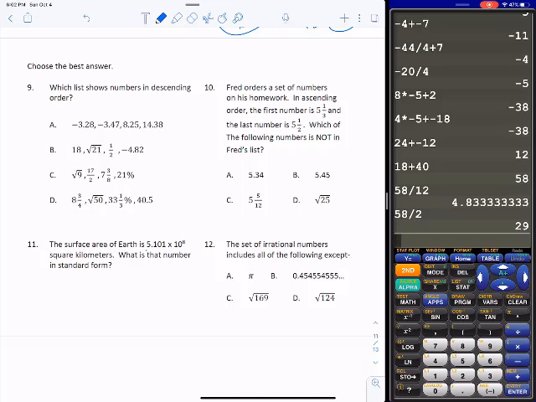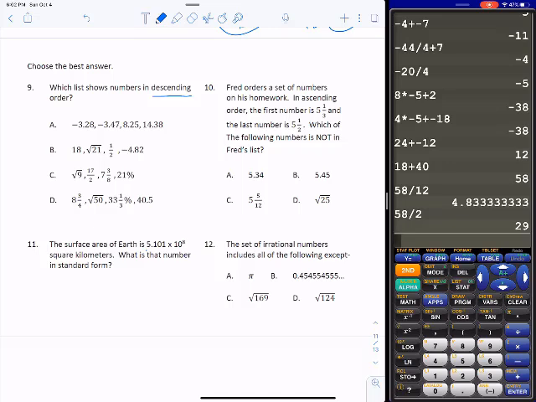So the rest of the test is reviewing Unit 1 and Unit 2 a little bit. Okay, so it says which list shows numbers in descending order. So we got to remember what descending means. We got two types of numbers, descending and ascending. Descending is going to be going downhill, so that means we're going from greatest to least.